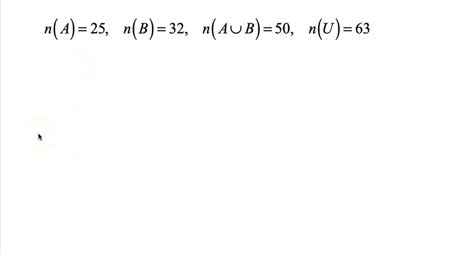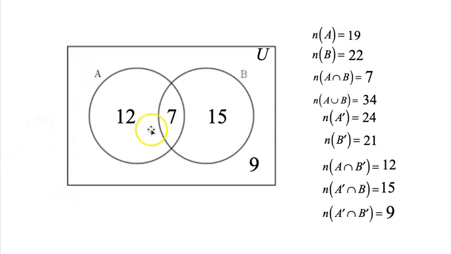I didn't ask you for the number in the universal set, but I certainly could. 12 and 7 is 19, and 15 is 34, and 9 more is 43. That's the number of items in U.